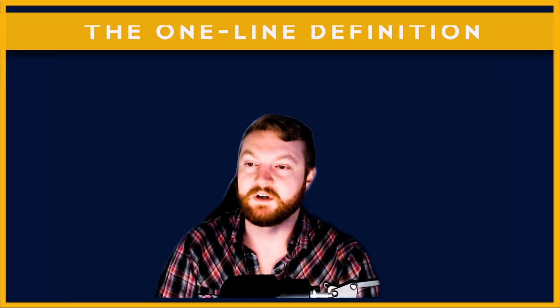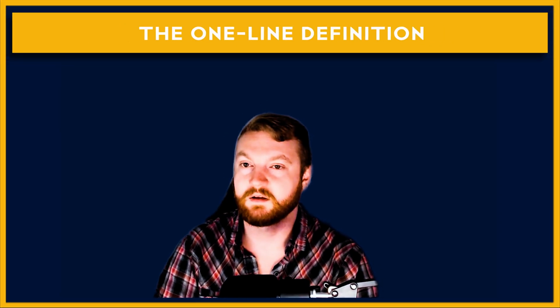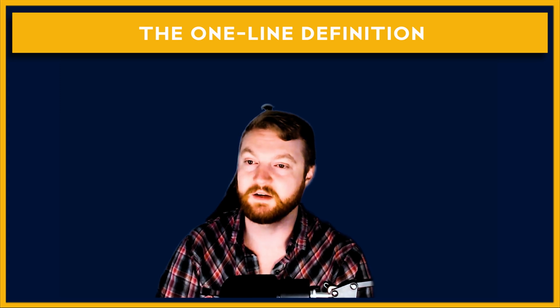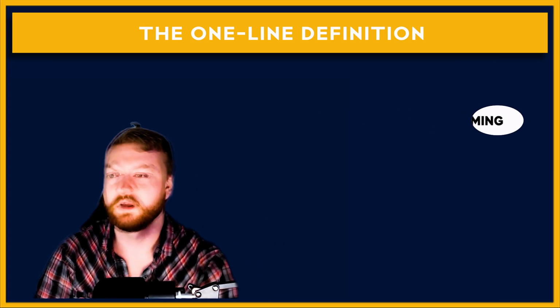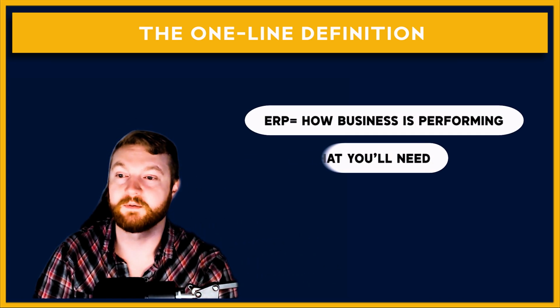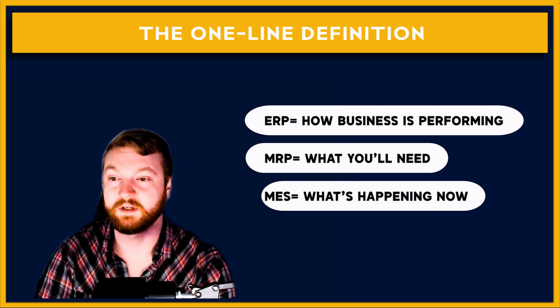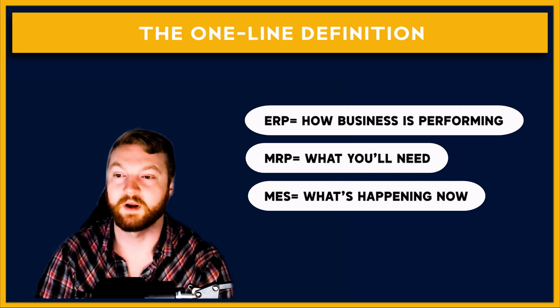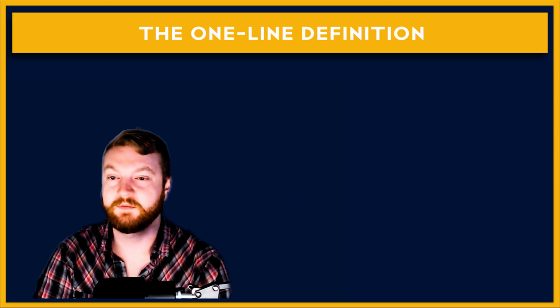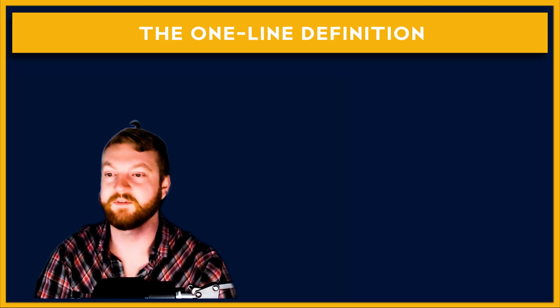A one-line definition of each could be easiest to remember. ERP tells you how the business is performing. MRP tells you what you'll need. MES tells you what's happening right now. If you remember nothing else from this video, remember those three lines. Everything else is just detail and added information.